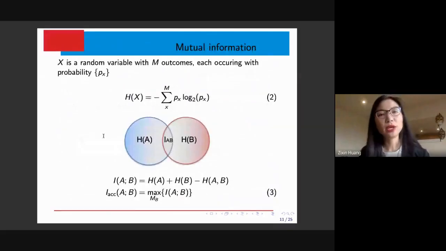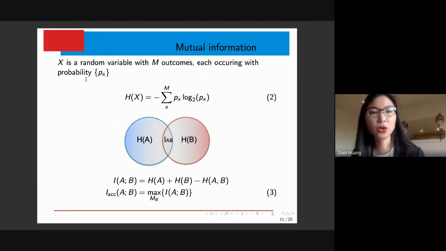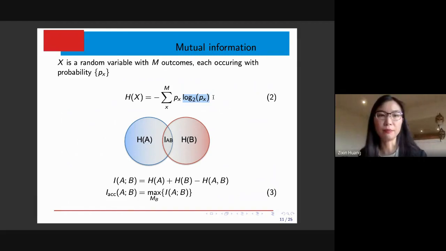Okay, so a quick reminder of what the mutual information is. In classical information theory, if X is a random variable with potentially m outcomes, each occurring with probability P of X, then the Shannon entropy of X is given by this expression over here, where we have the negative of the summation of P of X times the log base 2 of P of X. This measures the amount of information one gets by measuring the outcome.